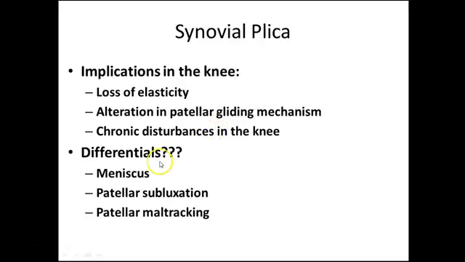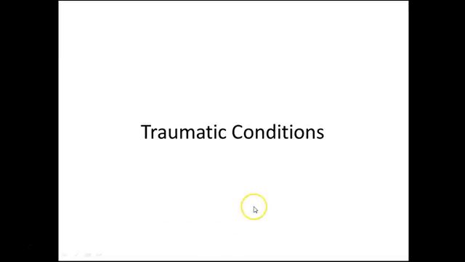Like I said, the differentials truly are meniscal pathology, patellar subluxation, and then a patellar maltracking issue, right? Which we're going to kind of rule out when we first have that patient come in and we assess the joint arthrokinematics, hopefully. Traumatic conditions.